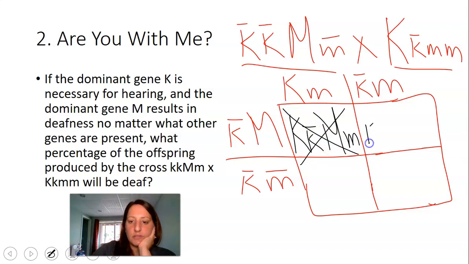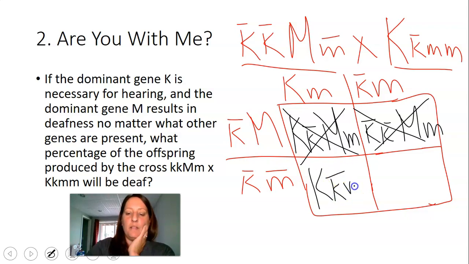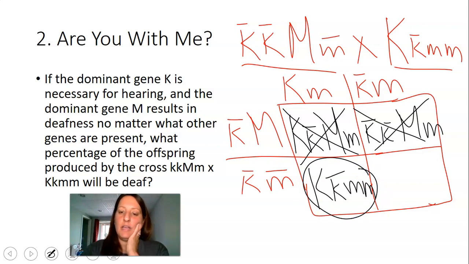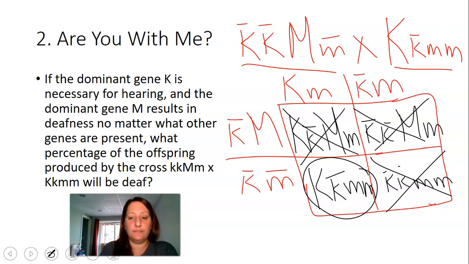Second child, little k, big M, little m. Again, deaf. Third one here, big K, little k, little m, little m. This individual should be able to hear. And the last one, little k, little k, little m, little m. Remember, one dose of the capital, the dominant form of the K gene, is required to be able to hear. So this individual is also going to be deaf, and that's due to the K gene.